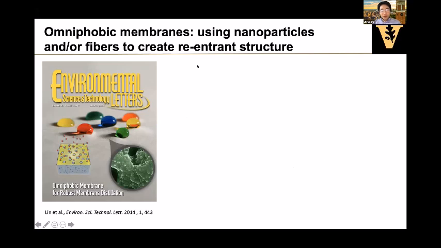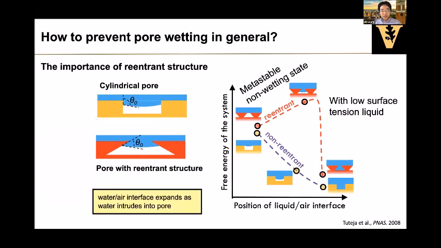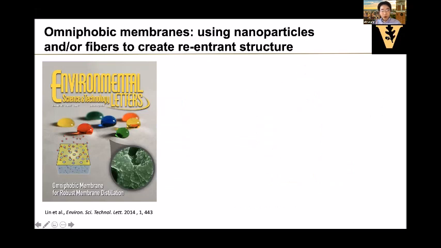So the first omniphobic membrane for membrane distillation was reported in 2014. This was based on one of my works when I was at Yale. Instead of using this really strange structure that you can only make using photolithography, you can use some nanoparticles to create this reentrant structure locally and reduce the surface energy of these nanoparticles to achieve this omniphobicity.